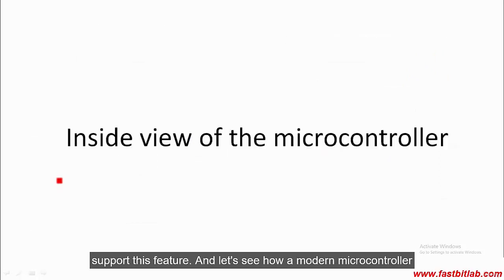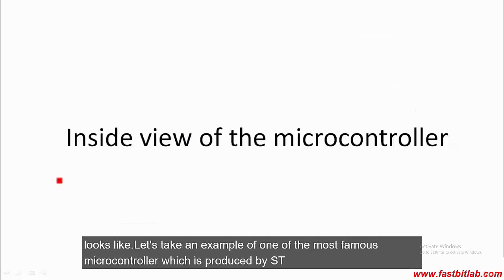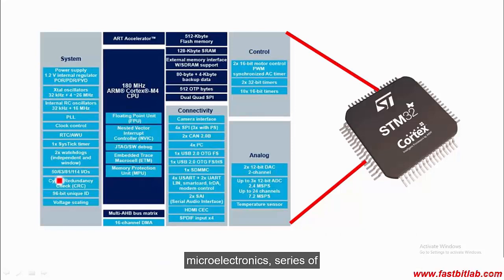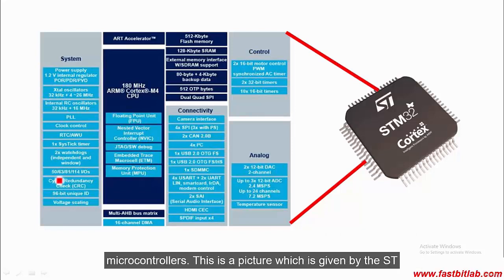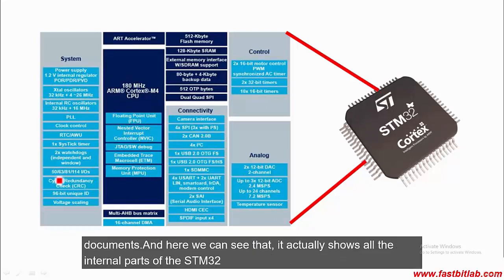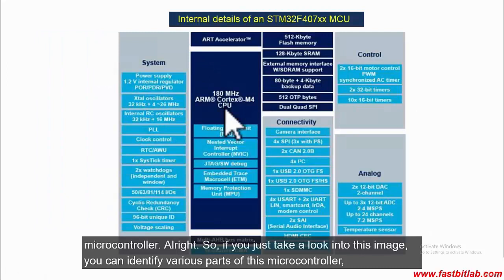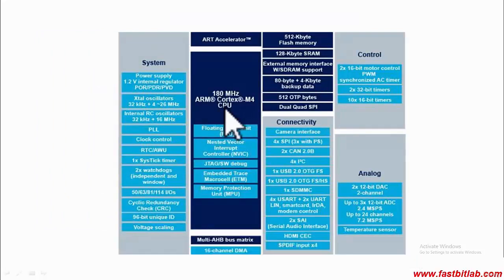And let's see how a modern microcontroller looks like. Let's take an example of one of the most famous microcontrollers, which is produced by ST Microelectronics, the STM32 series of microcontrollers. This is a picture which is given by the ST documents, and here you can see that it actually shows all the internal parts of the STM32 microcontroller. Alright, so if you just take a look into this image, you can identify various parts of this microcontroller.